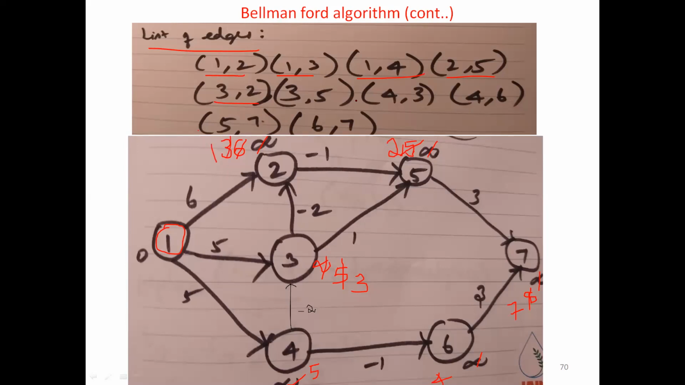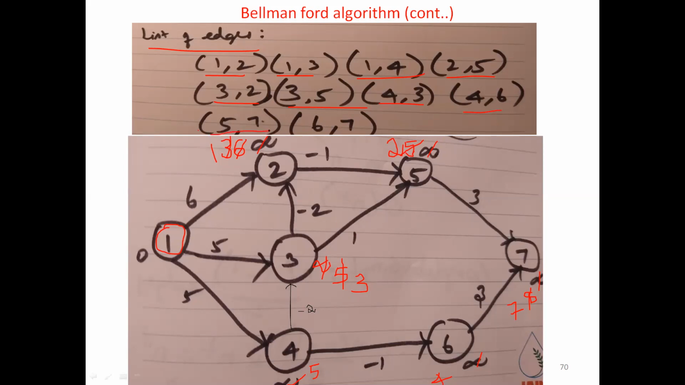Then 3 comma 5. 3 plus 1 is 4, so no need to change this one, leave it as it is. 4 comma 3. It was 5, 5 minus 2 is 3, same as it is, no change. Then 4 comma 6 is 5 minus 1, 4, same as it is, no change.